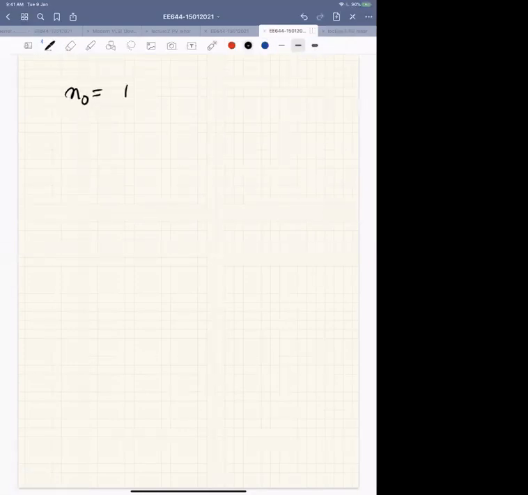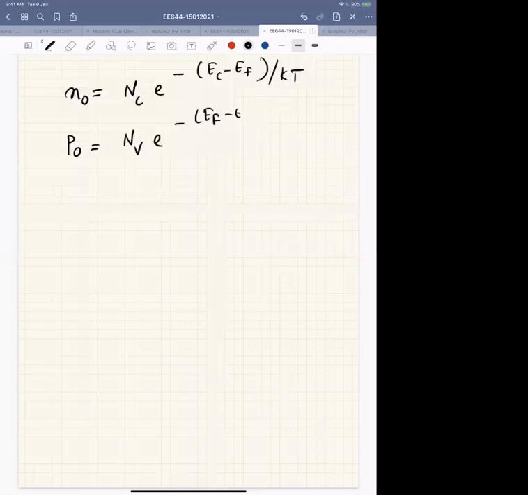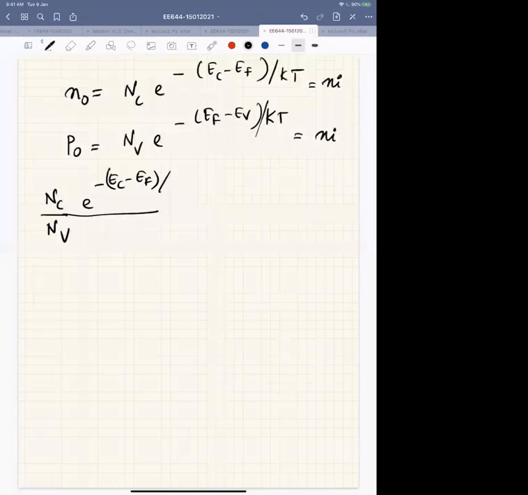Your N0 is NC e to the power minus (EC minus EF) by KT, and P0 is NV e to the power minus (EF minus EV) by KT. So we know that for an intrinsic semiconductor N0 P0 equal to Ni squared. If you divide these two things, NC by NV, e to the power minus (EC minus EF) by KT and e to the minus (EF minus EV) by KT equal to 1.